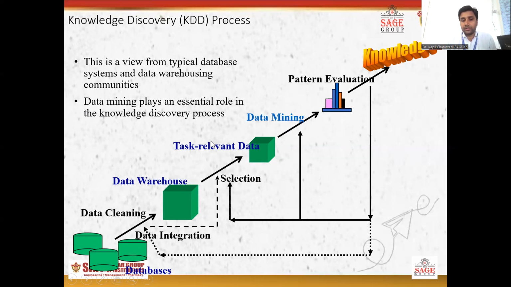In the step of task relevant data, we then perform the data mining algorithm over the data and discover the knowledge. We visualize the data with the help of different patterns, so that we can easily understand what the knowledge actually is, what the data actually says, and what kind of knowledge we are fetching. We can easily understand it by analyzing the patterns.